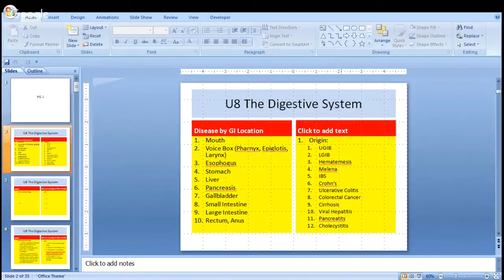Can anybody tell me the signs and symptoms? There's a burning sensation. There's pain, especially if they're reclining or lying down. Okay, so you guys got it.